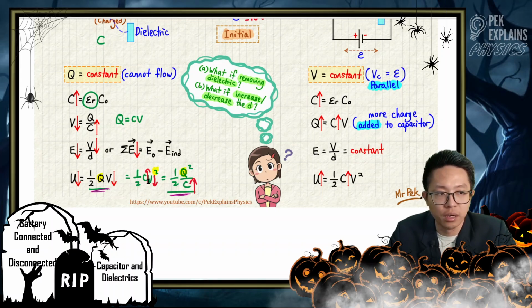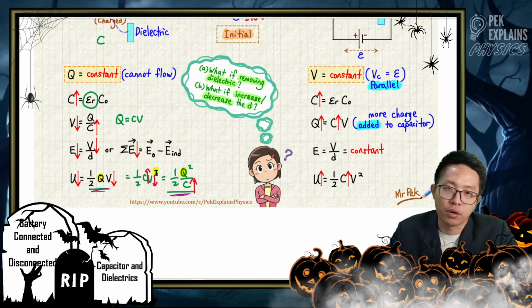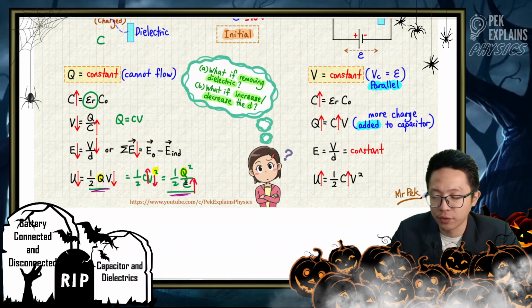Try to avoid this formula, because there are two changes and it is very hard to determine. But if it depends on the square, we can roughly know what happened. Understand? Better use half QV and half Q squared over C because they have a constant value Q, and only two variables are left to see the changes effectively.